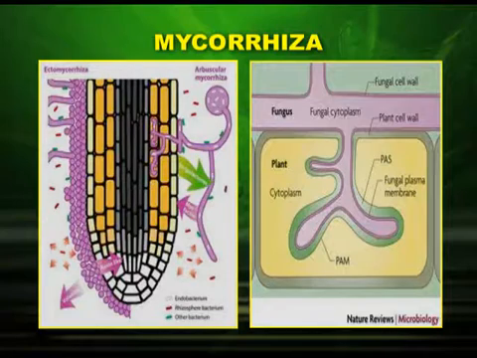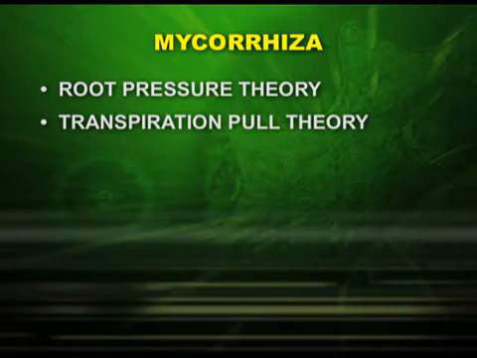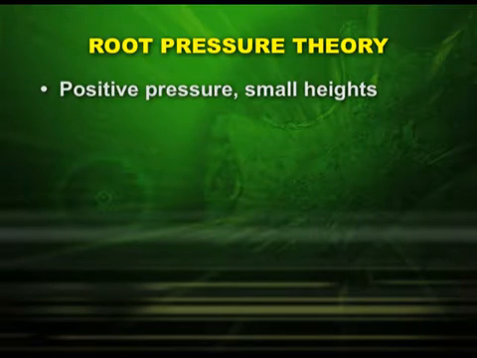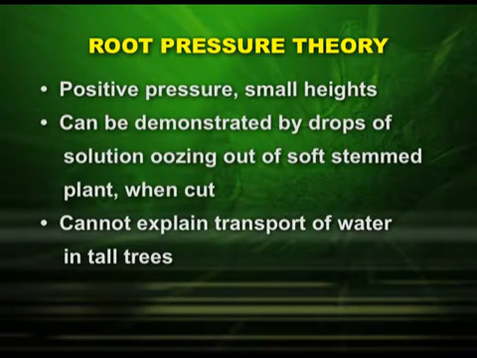Now, when we study the movement of water up the plant, there are 2 widely accepted theories. One is the root pressure theory and the other one is the transpiration pull theory. Let us study the first theory, that is the root pressure theory. This involves positive pressure and the movement of the water molecules to small heights. Now, this can be demonstrated by drops of solution oozing out of a soft stem plant when cut. It cannot explain the transport of water in tall trees.